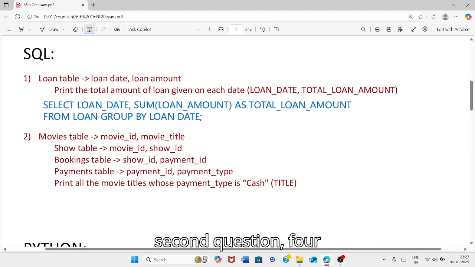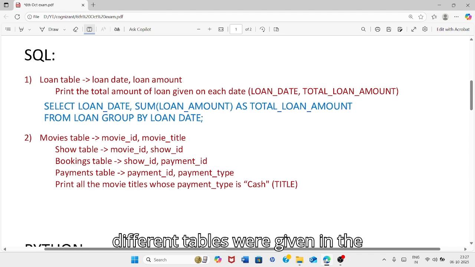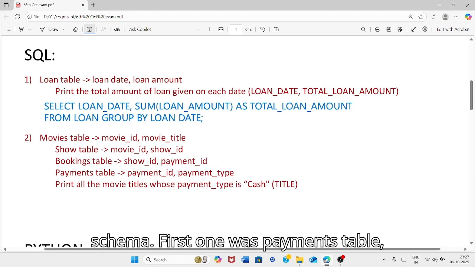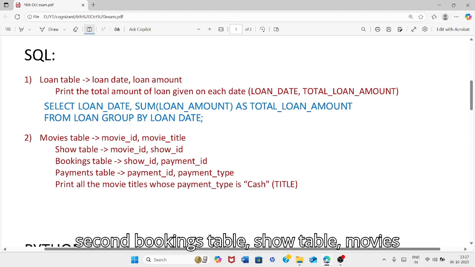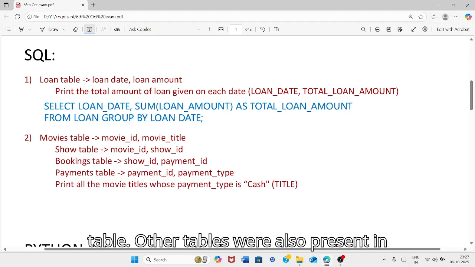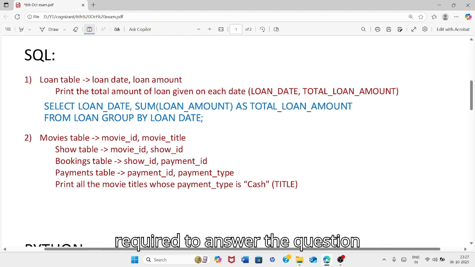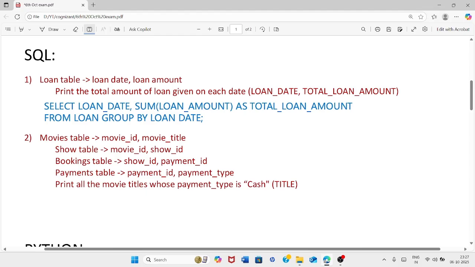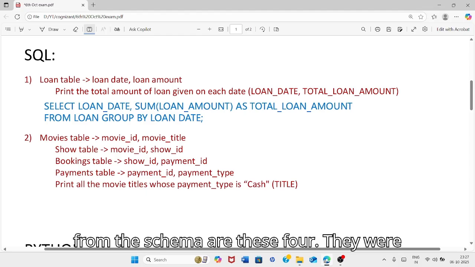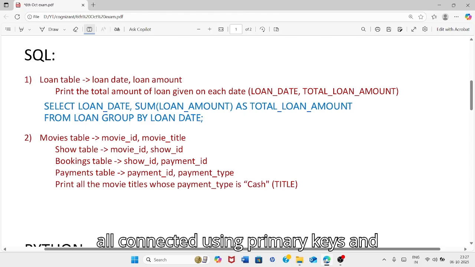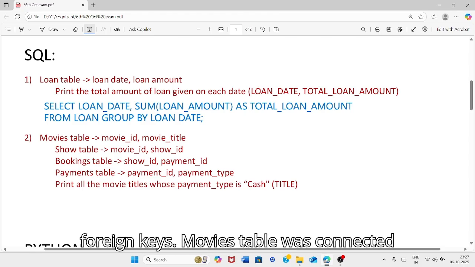Coming to the second question, four different tables were given in the schema. The first one was payments table, second bookings table, show table, movies table. Other tables were also present in the schema, but the tables required to answer the question are these four. They were all connected using primary keys and foreign keys.